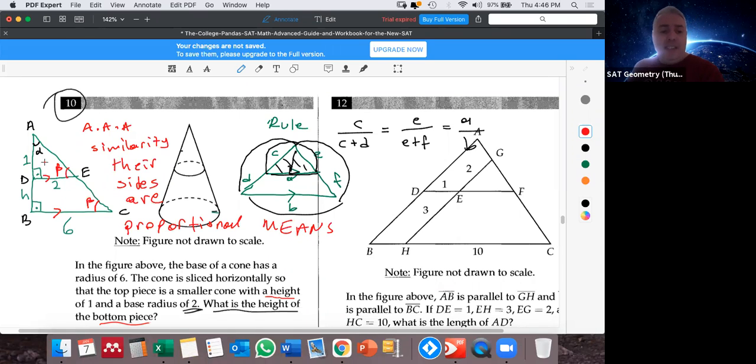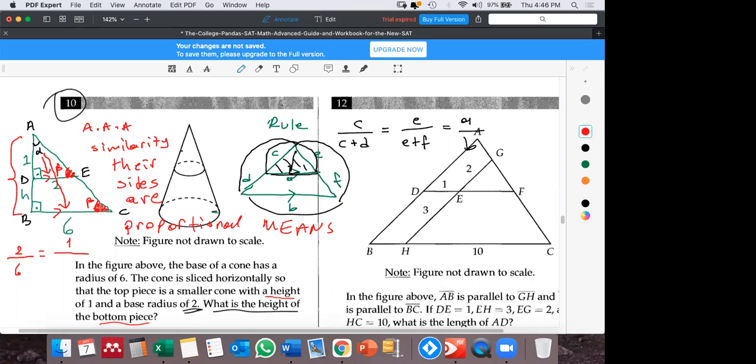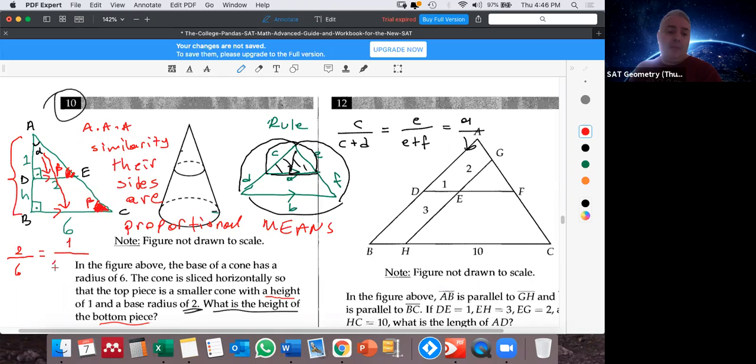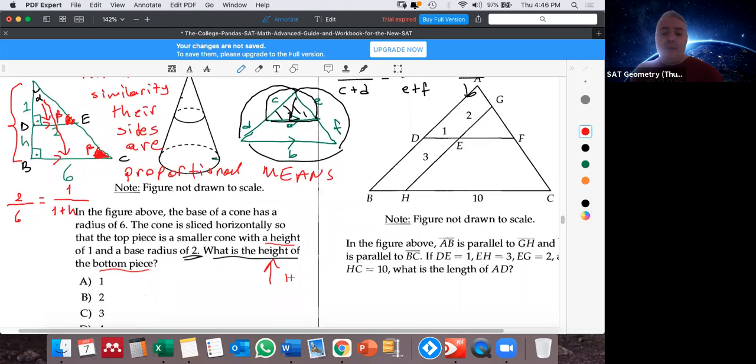Their sides are proportional means what do you have in the small triangle opposite of alpha? You have 2, let's say, divided by what do you have in the big triangle opposite of alpha, which is 6. Similarly, what do you have in the small triangle opposite of beta? 1. What do you have opposite of beta in the big triangle? Is it side AB? Yes, no? 1 plus h. Yes or no? Yes. So what is side AB? 1 plus h. So my question is find height, which is find h.